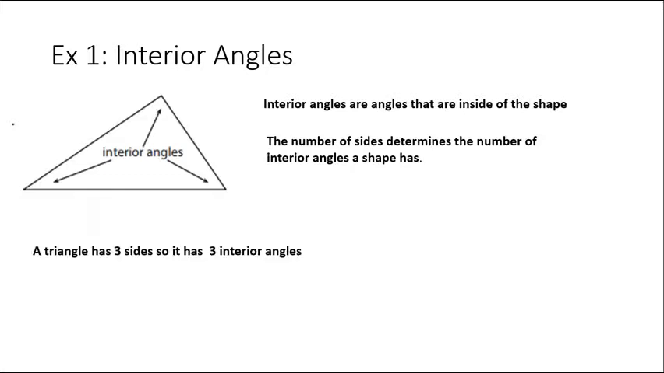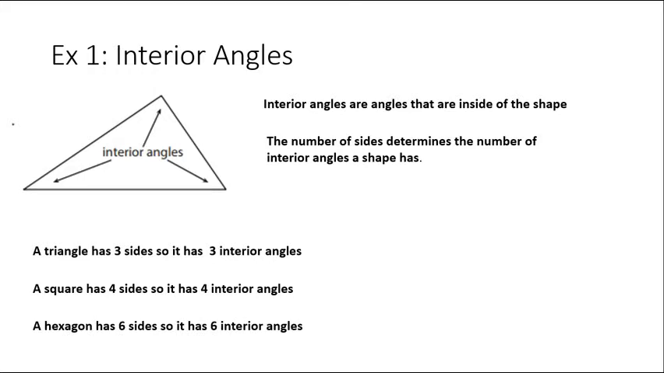So a triangle has 3 sides, so it's going to have 3 interior angles. A square has 4 sides, 4 interior angles. And a hexagon has 6 sides, so it's going to have 6 interior angles, and so on. So just count the number of sides, and that's how many angles it has in the interior.